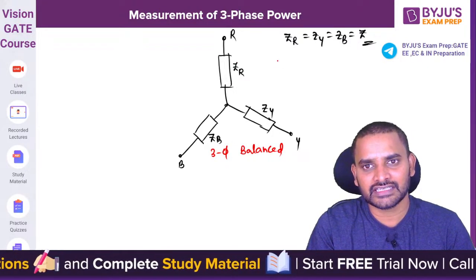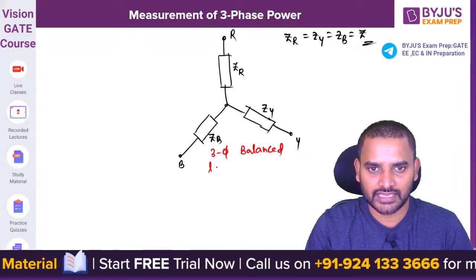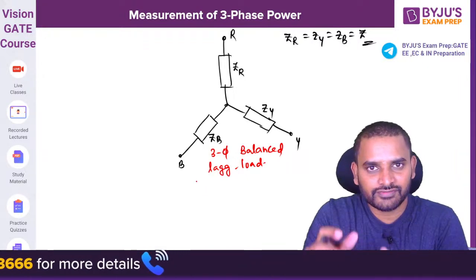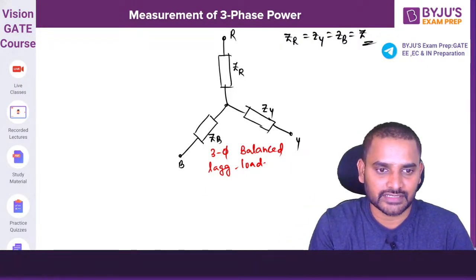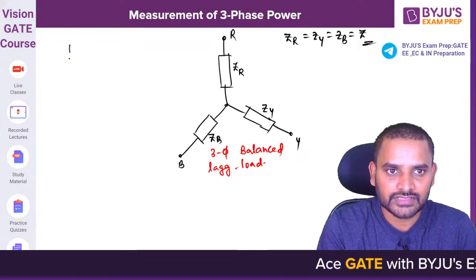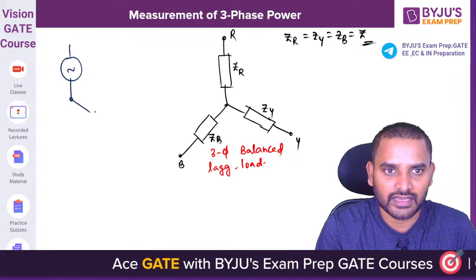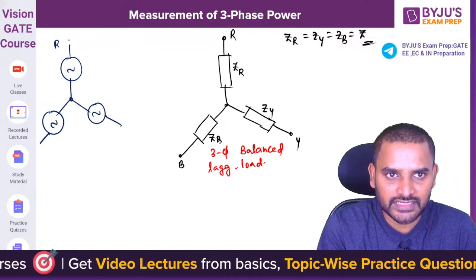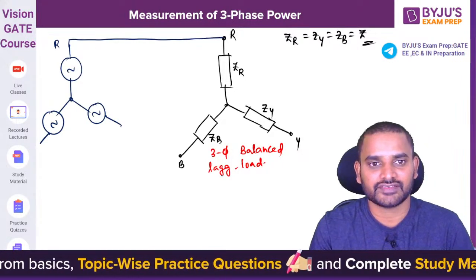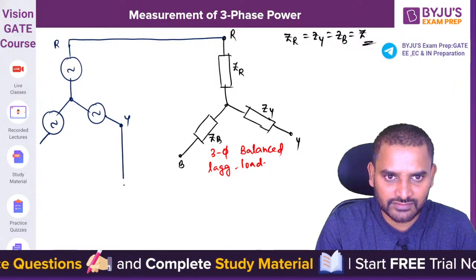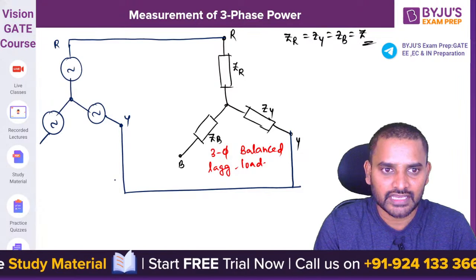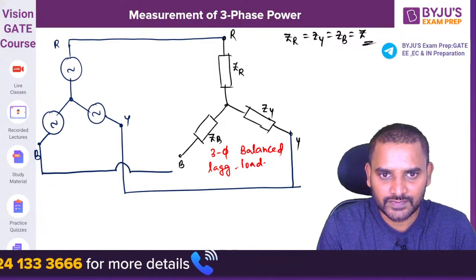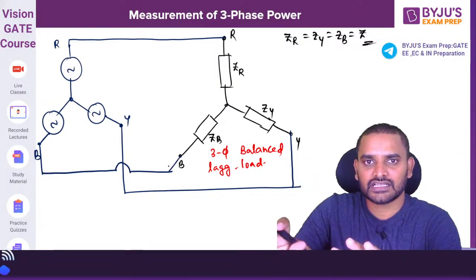You can take this Z as a lagging load. No matter, you can take a leading load also, doesn't matter. I am taking a lagging load. Now for this lagging load, I am giving a three-phase supply. This is the three-phase supply, VR, VY and of course VB. This R phase terminal is connected to the R phase of the load, this Y phase terminal is connected to the Y phase, and this B phase terminal is connected to the B phase. This is how the source and the load are connected.